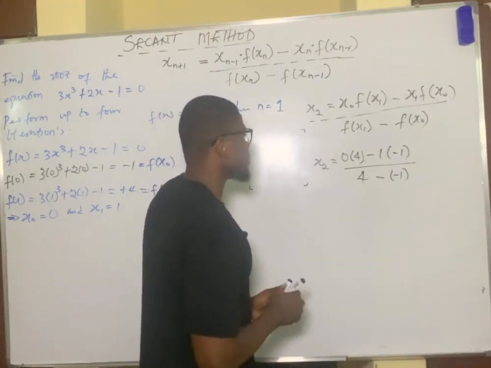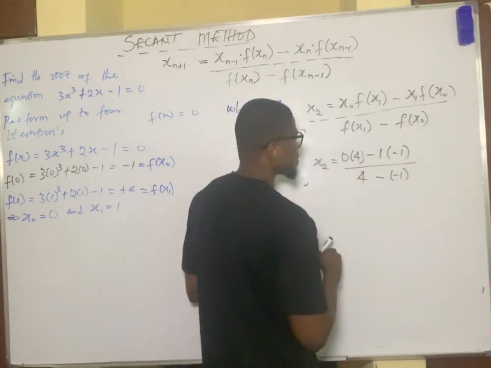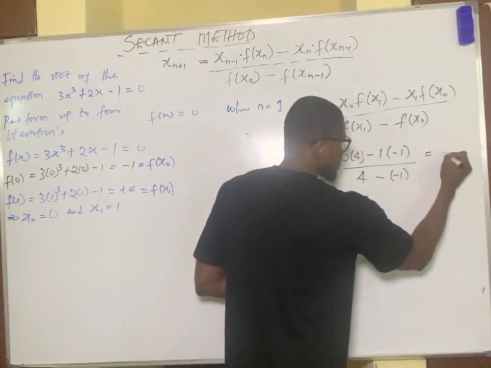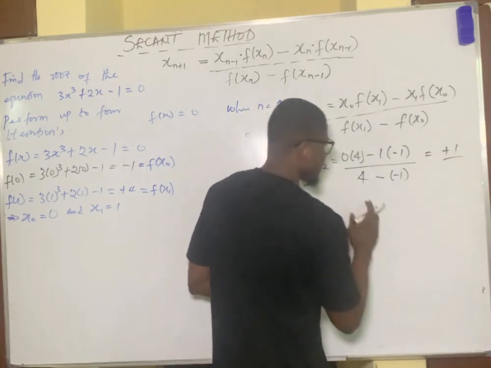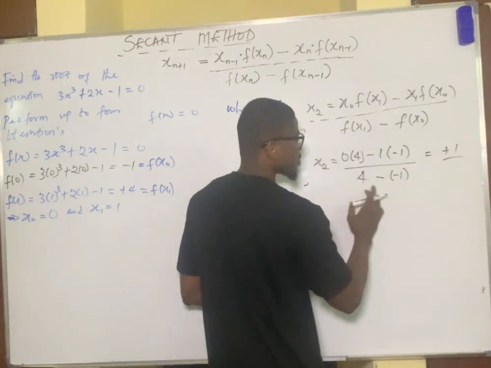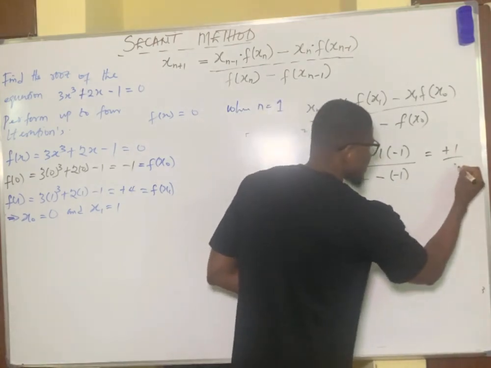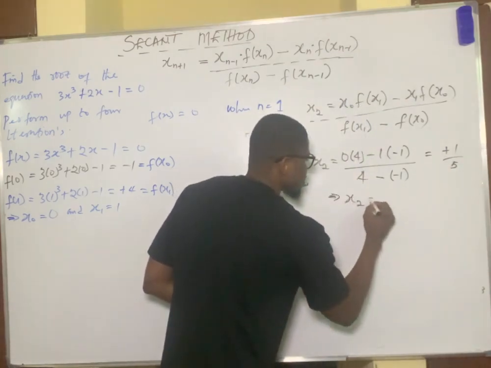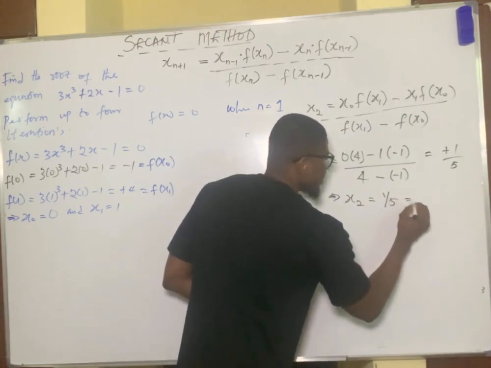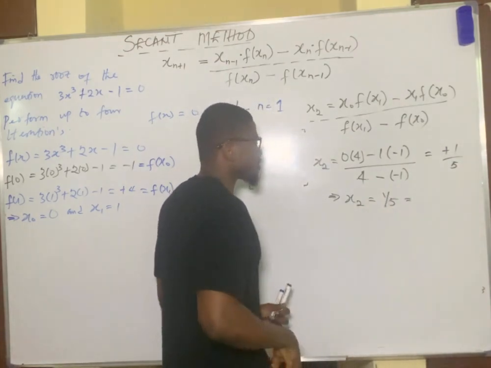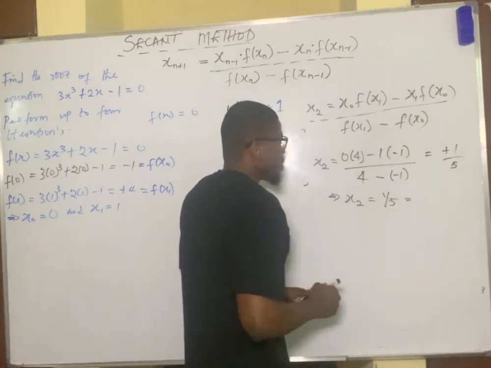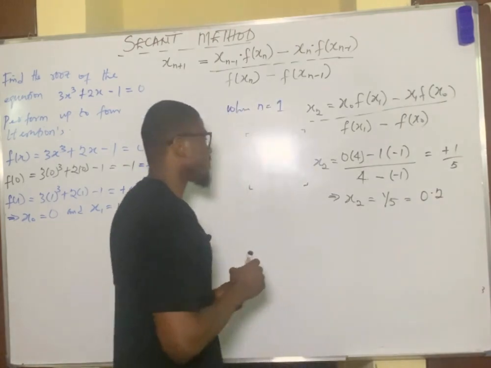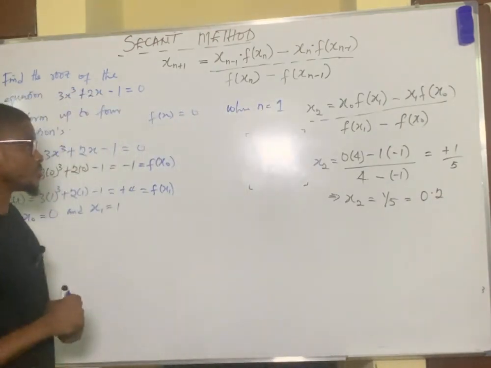So let's evaluate everything. 0 times 4, of course, is 0. Minus 1 times minus 1 simply gives us positive 1, divided by 4 minus minus 1, which becomes 4 plus 1. That simply gives us 5. So this implies that x2 is equal to 1 divided by 5. You can find the decimal equivalent of 1 over 5. So 1 divided by 5 simply gives us 0.2. So we found our second root.